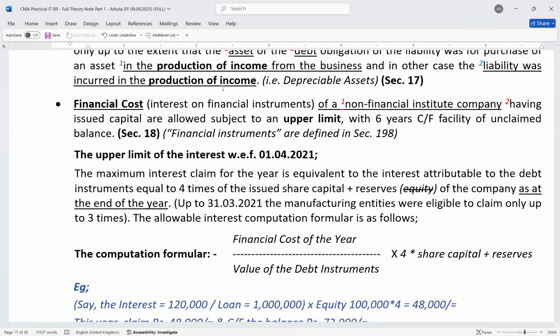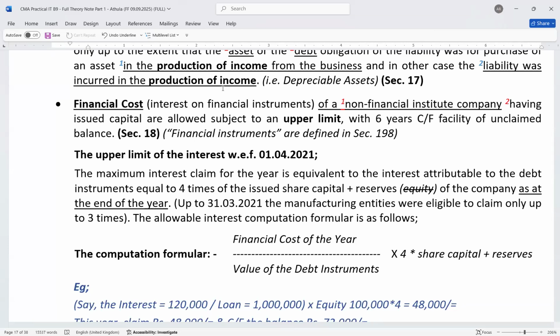Saying that, I would like to explain how the computation is to be done. As at the end of the year, you have to take the share capital. That means ordinary shares, preference shares, total share capital. Then you have to add the reserves. Keep in mind, the reserves mean always a positive balance.